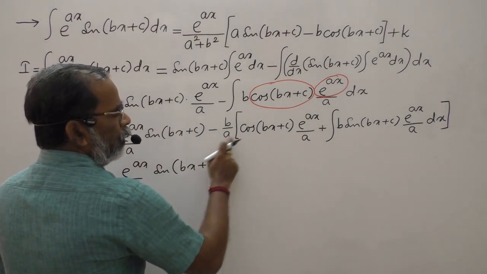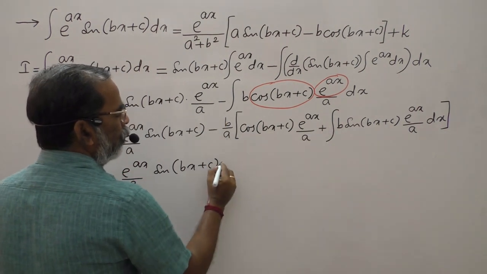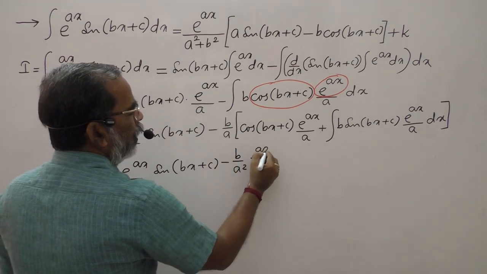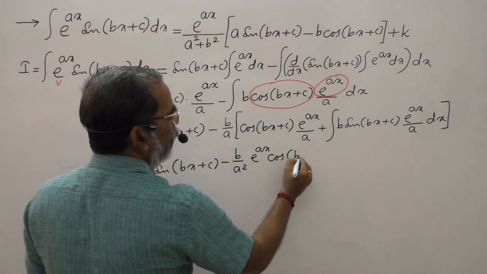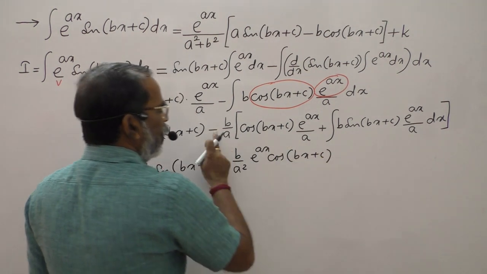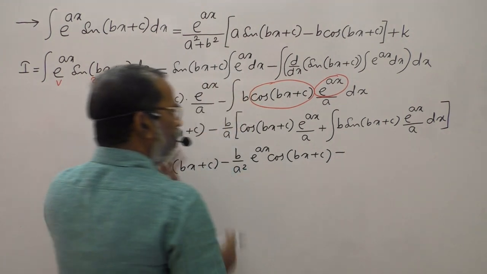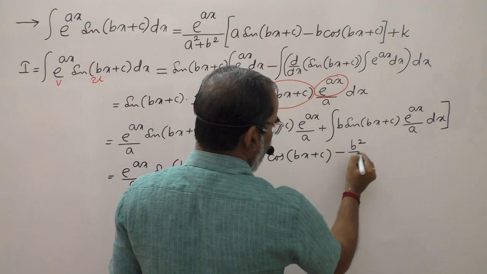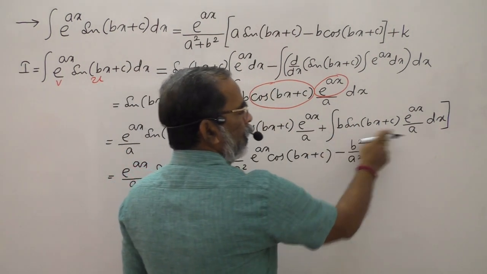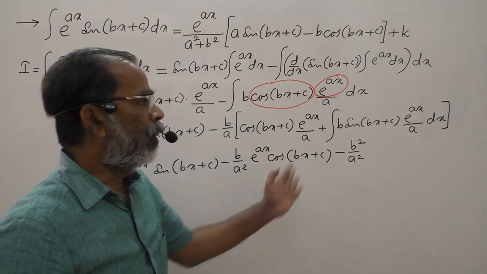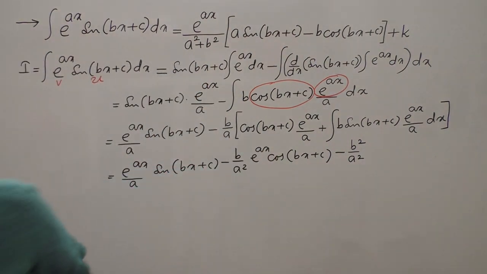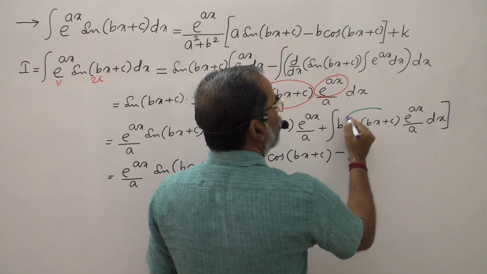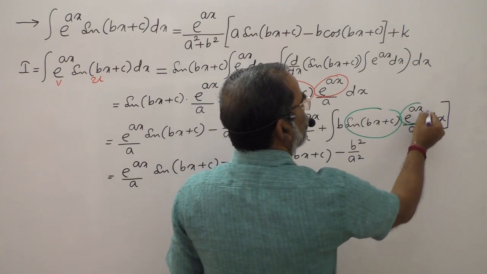Yes, if this b by a multiplies both, this will be b by a square e power ax into cos of bx plus c. Then plus into minus minus. b into b is b square and a into a is a square. I have written the constants outside. Again we have, after writing the constants outside, again we have two functions here, sine and this.